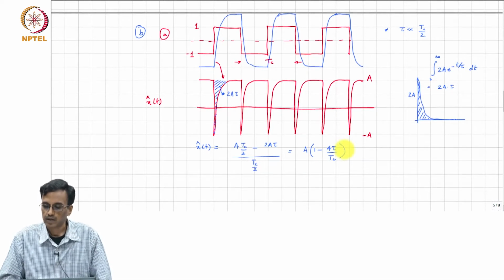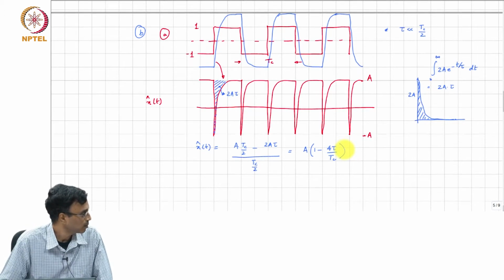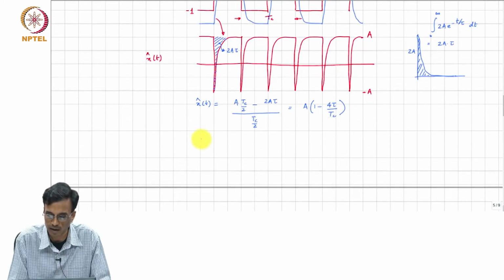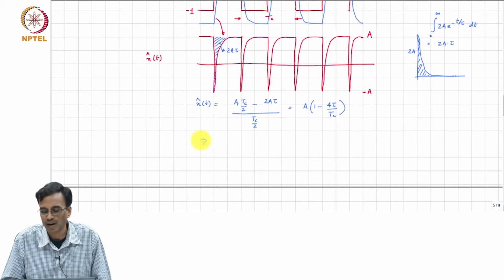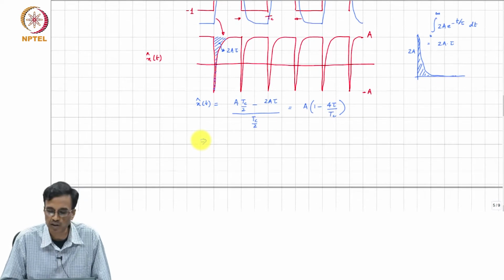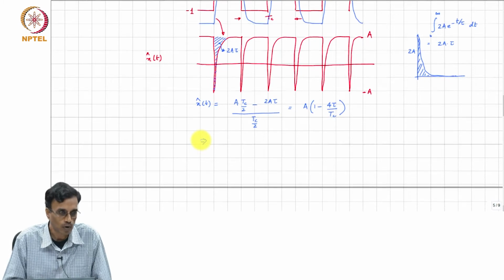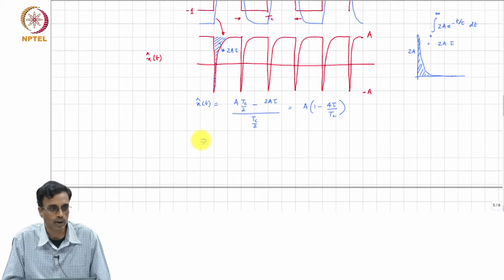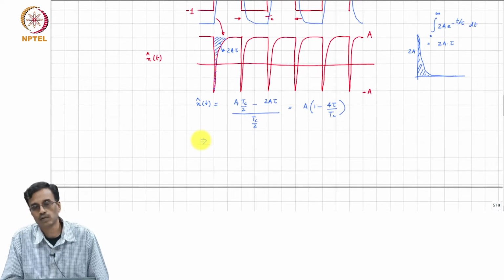Okay. So, the average value of x hat of t is A times 1 minus 4 tau by Tc. So, what is the conclusion? What does this mean? Time constant is 0. Yeah, of course, if the time constant is 0, you will get A, which you expected. But so what is the conclusion? We analyzed the adjoint network, we applied DC at the output port and found that the DC value of the input port is A times 1 minus 4 tau by Tc. So, what does this mean as far as the original signal flow graph is concerned?